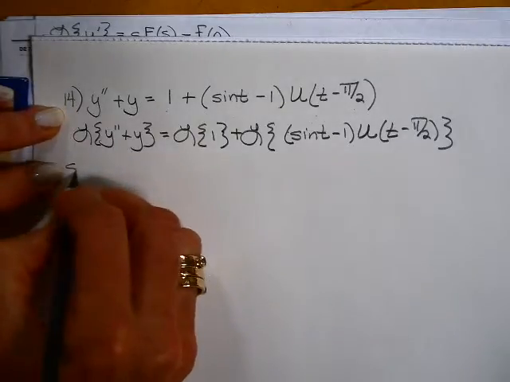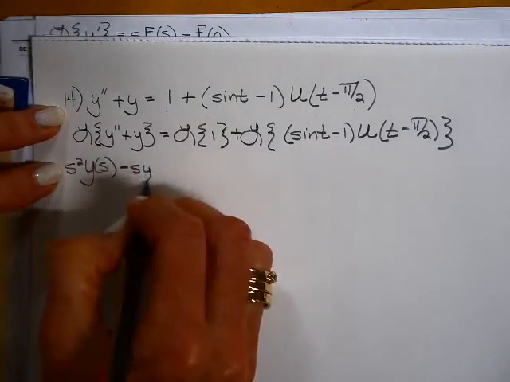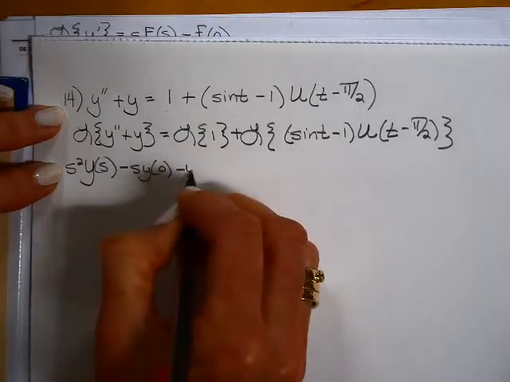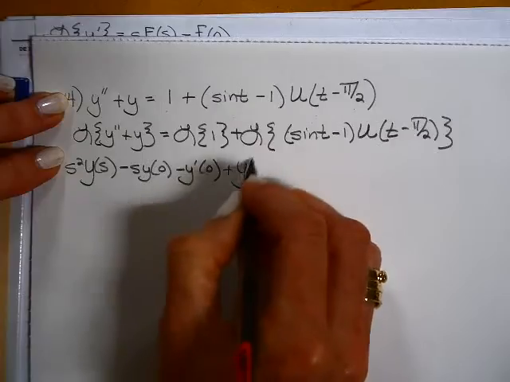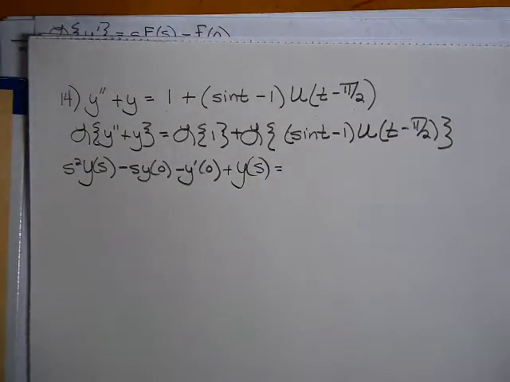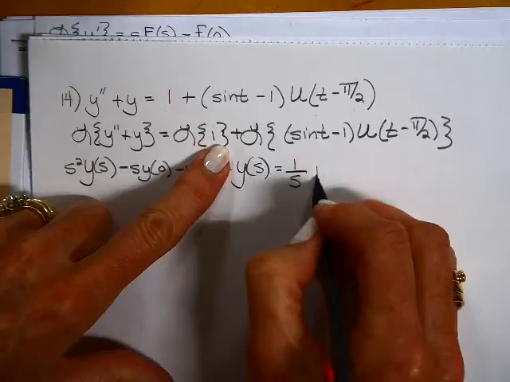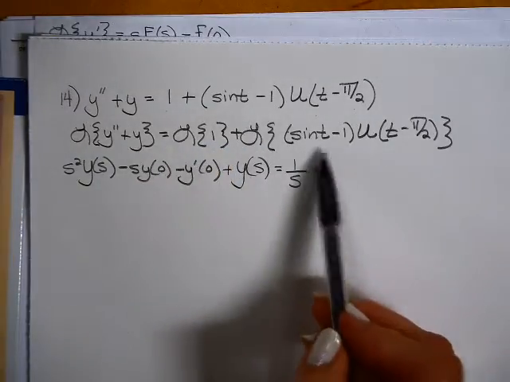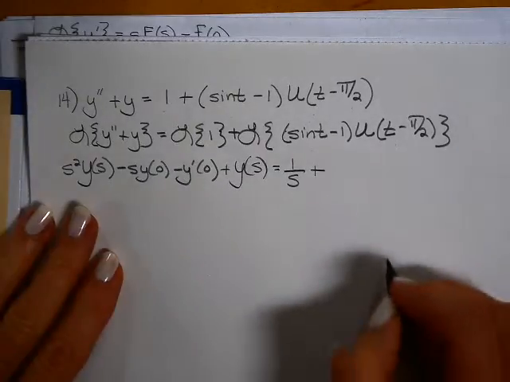All right, this one, s squared y of s minus s y of 0 minus y prime of 0. Again, I think that's right. Plus y of s is, where are all my formulas? Laplace transform of 1. It's 1 over s. Plus, okay, now I've got to do the Laplace transform of this with the unit step function behind it on my scratch work.